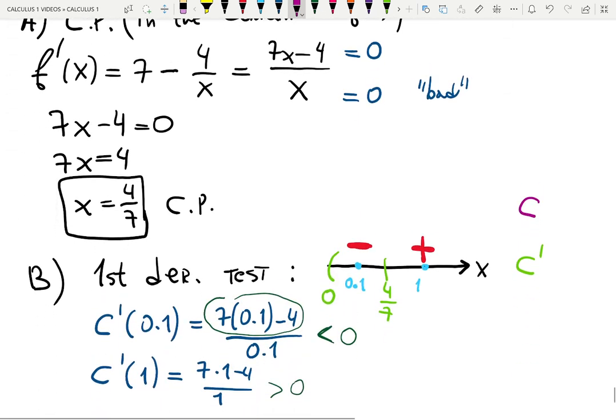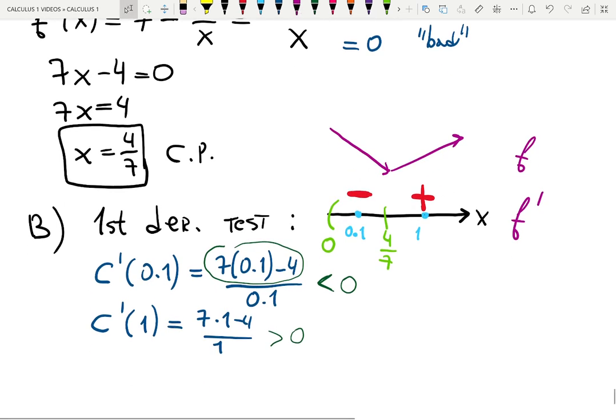Oh, I don't know why I call it C. It's f prime, and the original function is f. Probably I want to write critical point, that's why. F prime, and then the original function is f. The original function is decreasing up until 4/7, and then is increasing after that forever. And also it's not decreasing from minus infinity, it's decreasing from x is 0, not including 0.